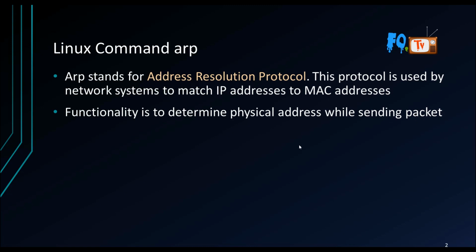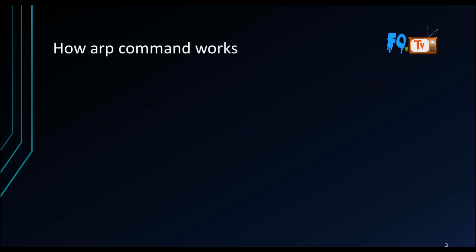The functionality is to determine the physical address while sending the packet. It determines the remote machine's physical address, which means the MAC address of the remote machine, and it will send the packet to that remote host or remote node. Another functionality of ARP is answering requests from other hosts. If any other host sends a request to this host, it will send the answer based on the remote machine's cached resolution. Next, how the ARP command works.